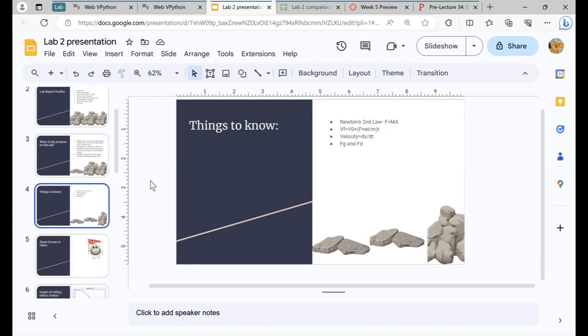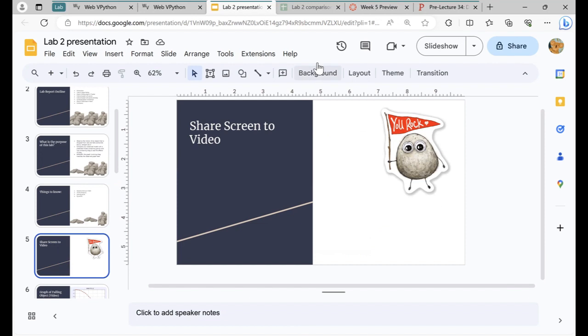So things to know beforehand, Newton's second law, F equals ma. We'll see that the one with just gravity, F equals the force of gravity, and then the one with gravity and drag, F net, will be the force of gravity plus the force of drag. We need to know velocity equals change in position over time, because that's what I put into my code. So now I'll share my screen to my Tracker video.